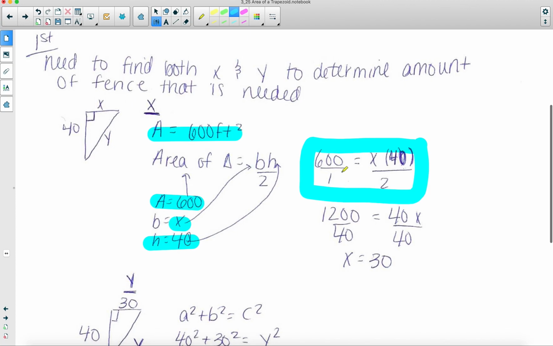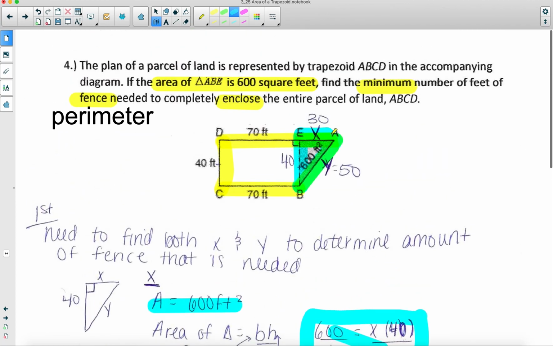So what do I have? I cross multiply. So 600 times 2 is 1200. x times 40, well, that's just 40x times 1, which is still 40x. So now I have 1200 equals 40x. I divide by 40 and I have x is 30. So now I know that the base in my triangle, this x piece, is 30. It's helpful because now this entire side, from here all the way to here, is 70 plus 30, which is 100.